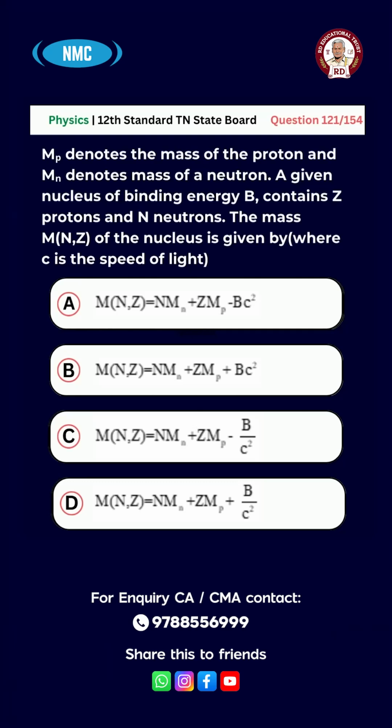B, M(N,Z) equals N Mn plus Z Mp plus Bc square. Option C, M(N,Z) equals N Mn plus Z Mp minus B by c square. D, M(N,Z) equals N Mn plus Z Mp plus B by c square. The right answer is option C, M(N,Z) equals N Mn plus Z Mp minus B by c square.